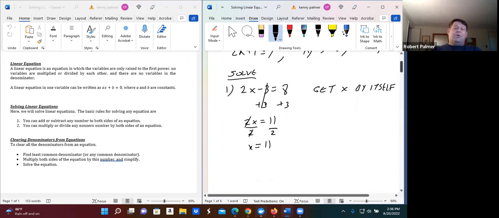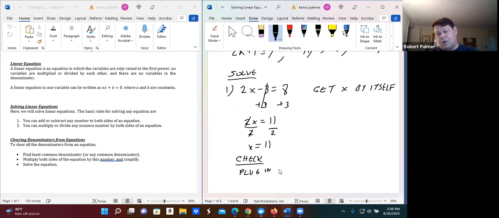Now, if you want to check your answer, we won't demonstrate this except now, if you want to check to make sure that's correct, of course, just plug in x equals 11 over 2.